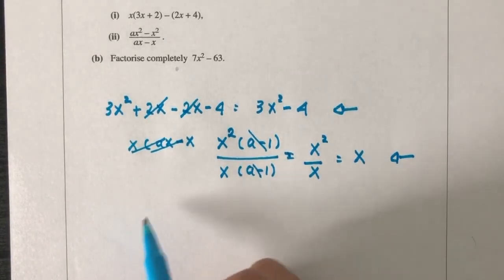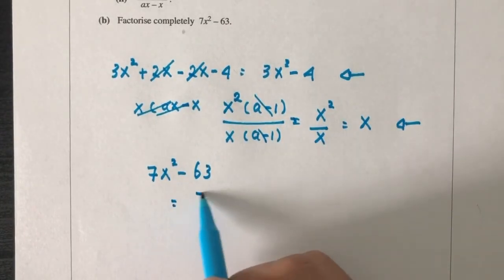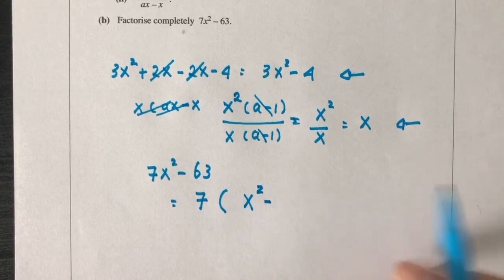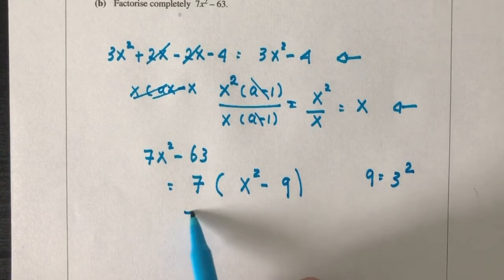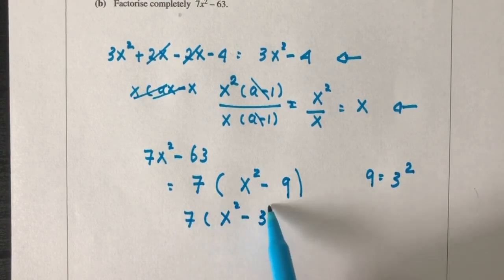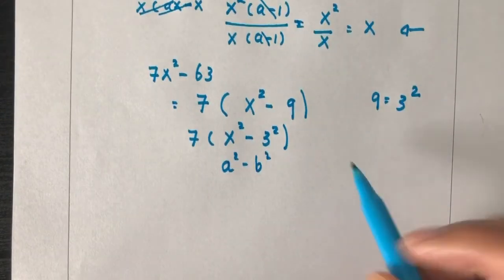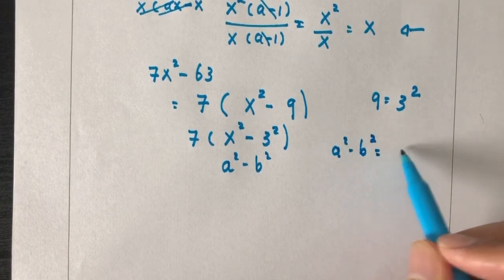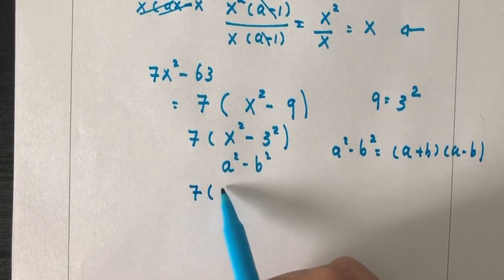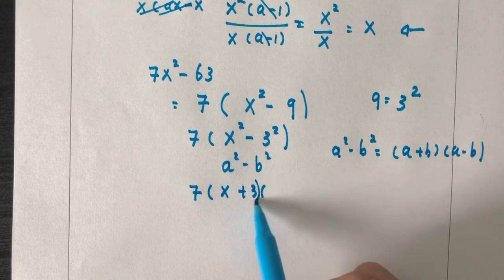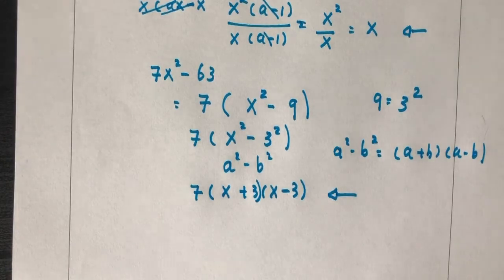Now part B. Factorize this one. 7x squared minus 63. We can take out 7. That will be x squared minus 9. Now you know 9 can also be written as 3 power 2. So we have 7 times x squared minus 3 power 2. Now this is in the form of a squared minus b squared. So you know that a squared minus b squared can be factorized as a plus b and a minus b. So in this case, it will be 7 times x plus 3 times x minus 3. So this will be your answer for part B. And that is question 23.